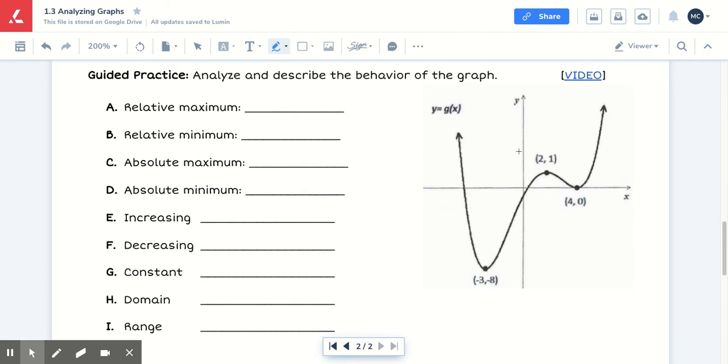All right, so now we have a little bit of guided practice here. I want you to work through this entire problem, and then you can click on the video here to check it and see how you did. And then if something doesn't make sense, write it down so that you can ask me questions.